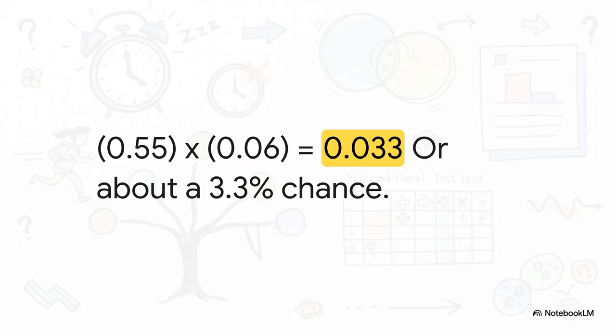Now we just plug those numbers right into our formula. 0.55 times 0.06 gives us 0.033. So what does that mean? It means there's only about a 3.3% chance that any random high school student will both play a sport and go on to play in the NCAA.